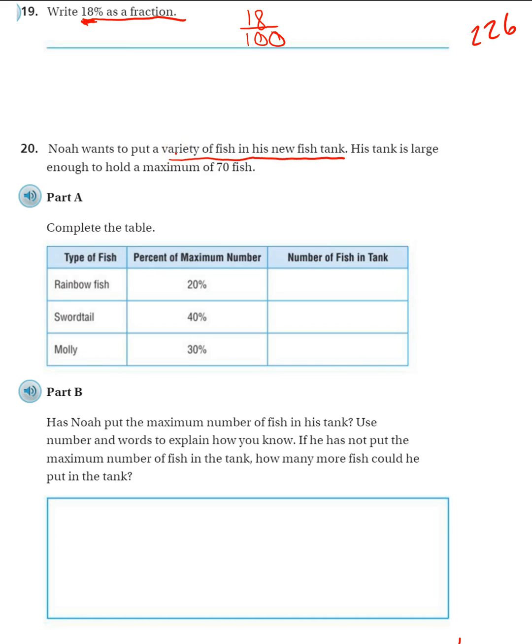Okay, number 20. Noah wants to put a variety of fish in his new fish tank. Variety just means a lot of different types. His tank is large enough to hold a maximum of 70 fish. So 70 is going to be our 100%. Complete the table. So we're finding 20%.